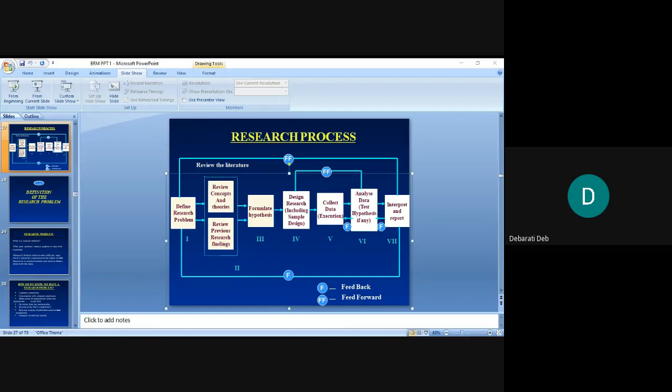Second is understanding the nature of the problem. Now you sit with the problem. Come back home and sit and try to think about the problem. Then surveying the available literature. Find out the literature: is it really a problem that I only identified, or have some people already identified it in the past? If so, then that intensifies your research.